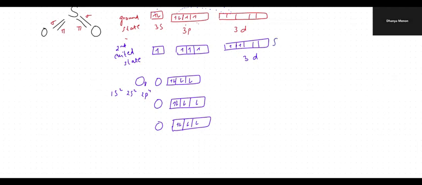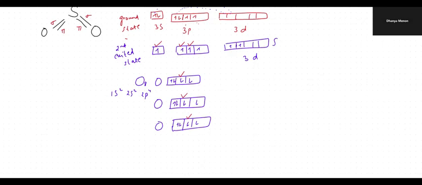Now, let's check out the sigma bond. There are 3 sigma bonds, right? A sigma bond can be formed with s orbital of sulfur with p orbital of oxygen. The second sigma bond can be formed with p orbital of sulfur with the p orbital of the second oxygen. The third sigma bond can be formed with p orbital of sulfur with p orbital of the third oxygen atom. Now, coming to pi bond.